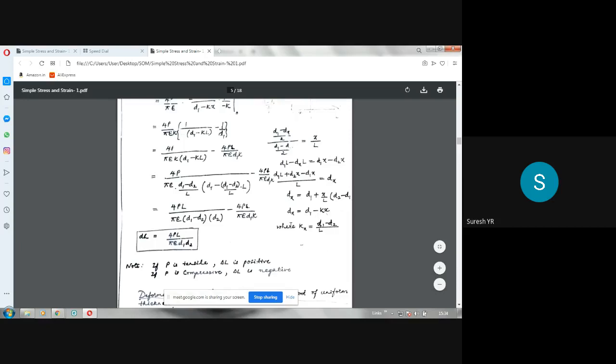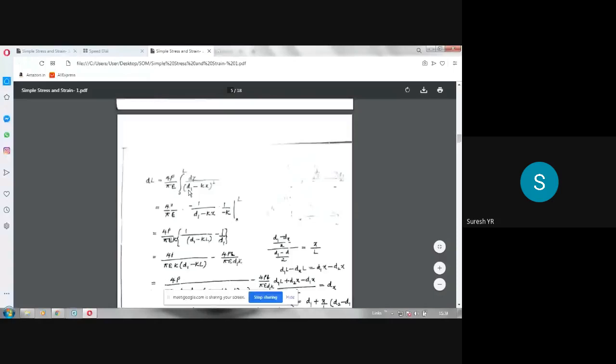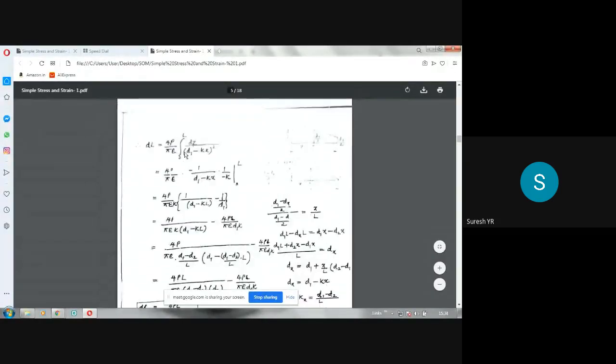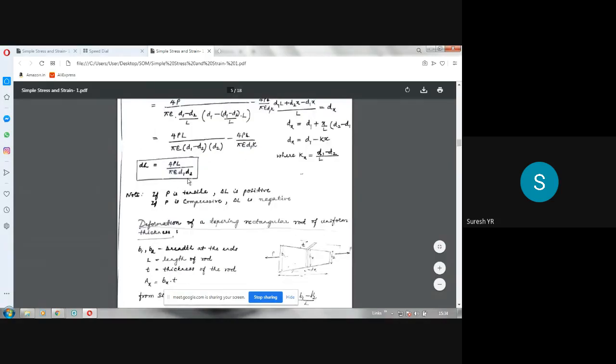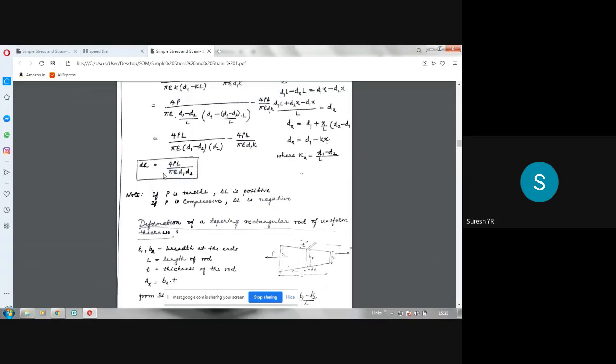So if you use that constant k, dx can be written as d1 minus kx, and then afterwards you have to integrate this term. So 1 over (d1 minus kx) whole square you have to integrate, and then if you integrate and simplify, ultimately you'll get this expression. For a tapering circular rod, the deformation is given by 4PL divided by pi E into D1 into D2.